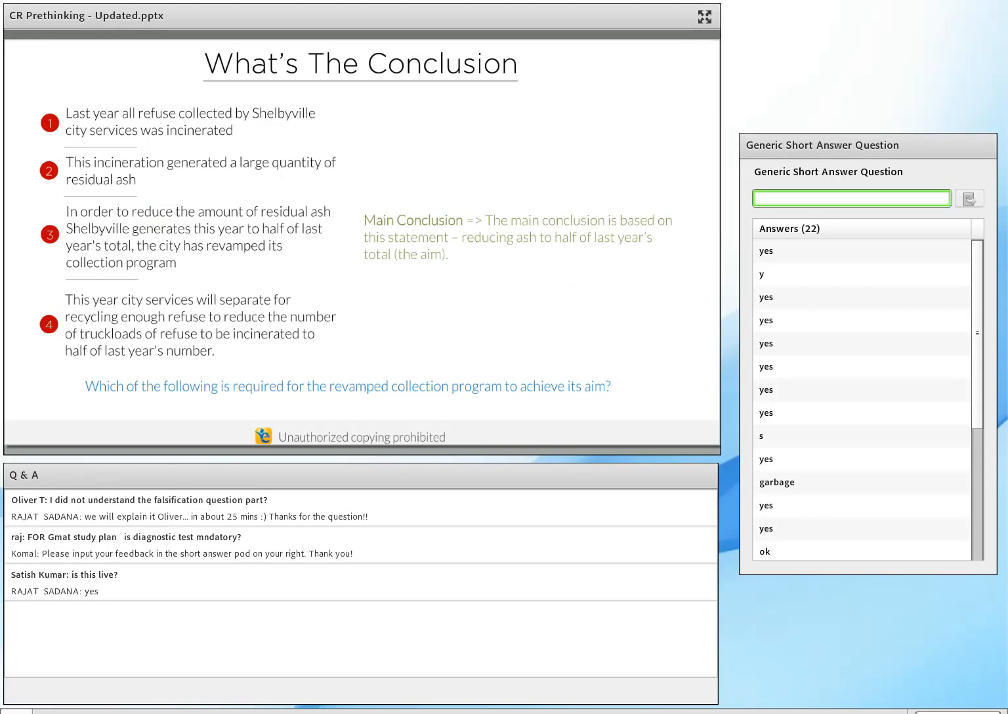Okay, so we follow the same thing. This is the main conclusion. We want to reduce the total amount of ash to half of last year's number. This is what makes us believe that's going to happen. Why? Because we're only going to send half as many truckloads. And the first line is a context, so is the second line.